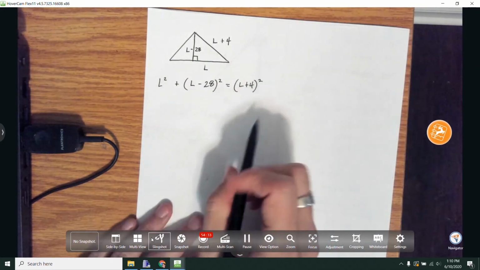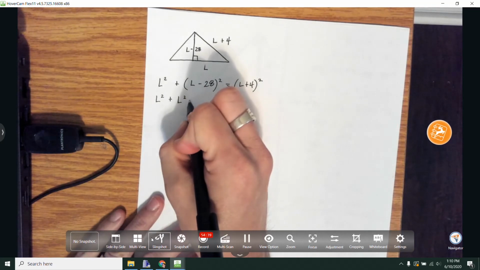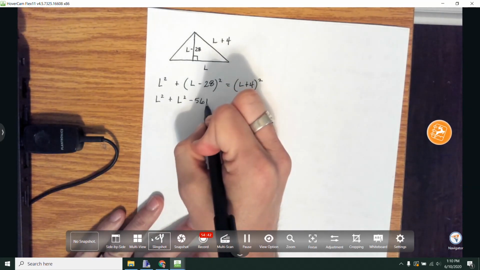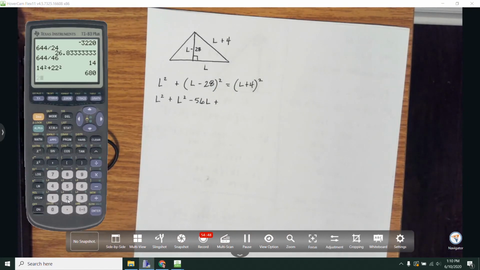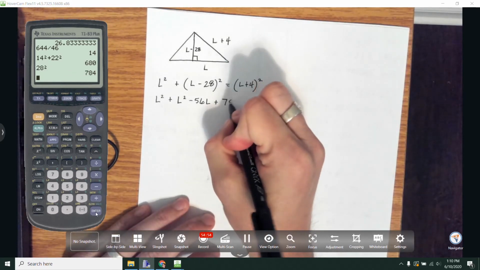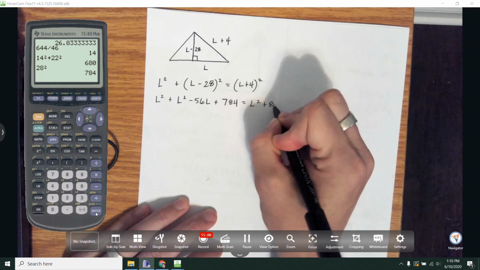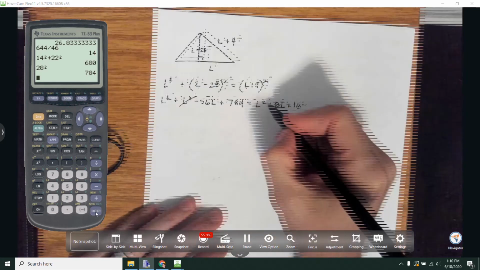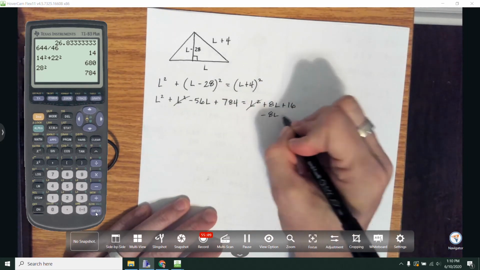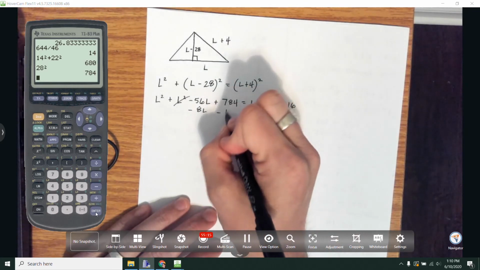Well, we're going to expand these two out. We should get L squared plus L squared minus 56L. And let's do 28 squared. That gives us 784. We can finish this off. We get L squared plus 8L plus 16. We can minus our L squareds. That's going to cancel these two away. Let's minus 8L and minus 8L here. We're going to minus 16 and minus 16 here.